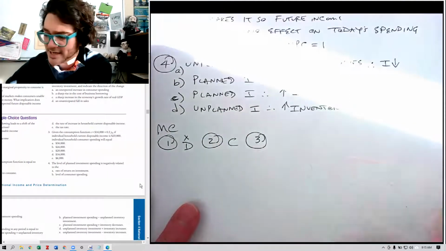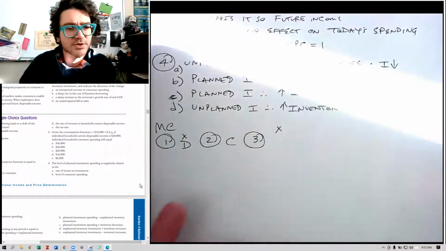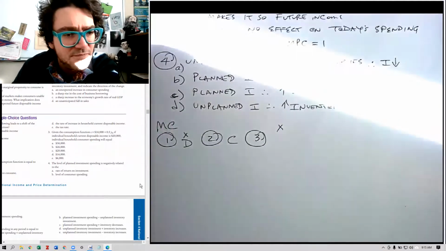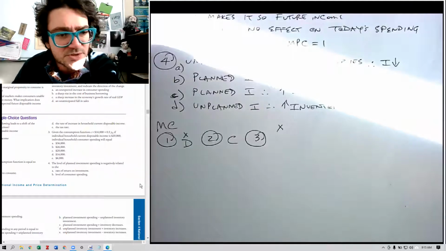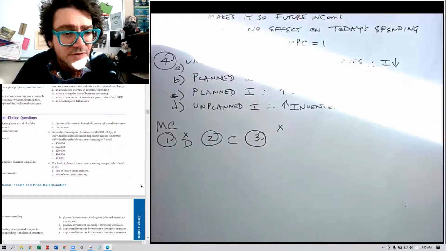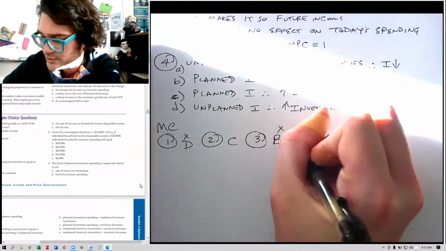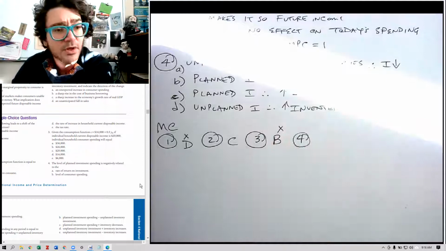Number three, given the consumption function. So again, this is one that will not appear on the exam because we didn't really talk about the consumption function. If it's 16,000 plus 0.5 times the current disposable income, which is 20, so 0.5 times 20 is 10. So 26,000, B. You just solve the equation. That's how you do those.